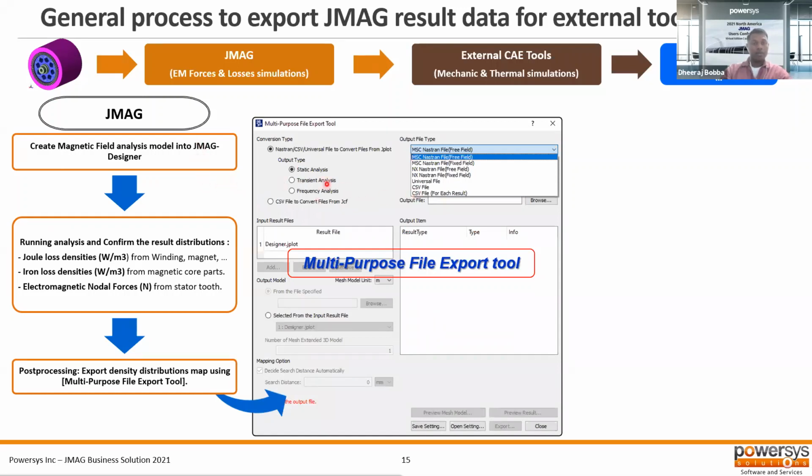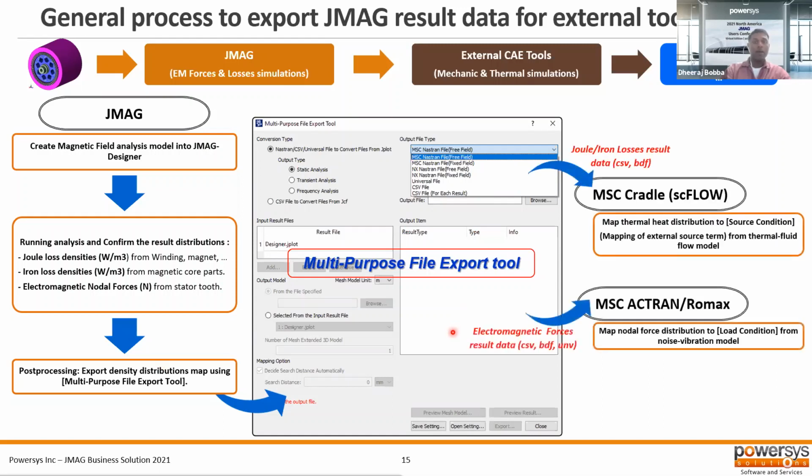Once you finish your electromagnetic analysis, you can simply bring in your external CAE tool or the mesh from the external tool, link it to the multi-purpose file export tool, and combine the nodal information or the mesh information from JMAG onto the CAD model for either thermal or acoustic analysis.